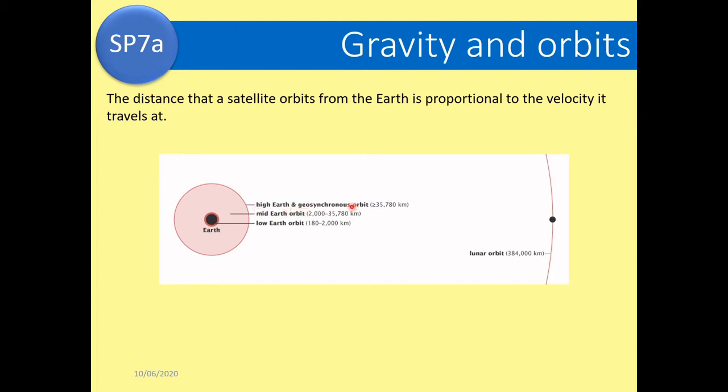Now, geosynchronous orbit is orbits where the satellite always remains on the same place above the Earth, and as the Earth rotates, the satellite rotates with it, always staying on the same place above the Earth. And to put this into context, all the way out here, nearly 400,000 kilometers away, we have the lunar orbit, and this is the orbit that the Moon has around the Earth.